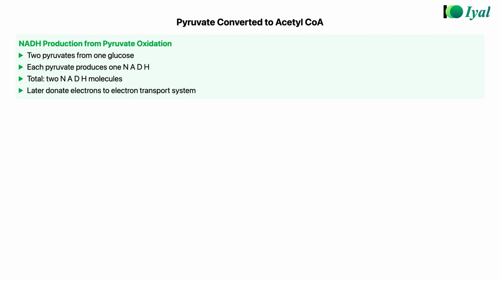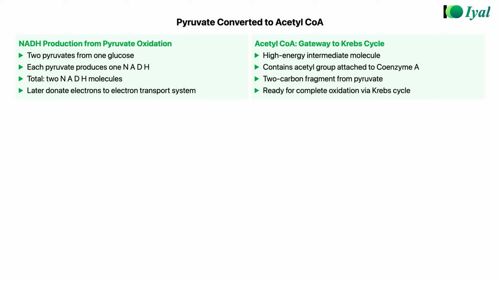These 2 NADH will be very important later because they will donate their electrons to make ATP. But first, the glucose carbons go into acetyl-CoA and enter the Krebs cycle. So acetyl-CoA is the key molecule. It contains an acetyl group that is 2 carbons attached to coenzyme A. This acetyl-CoA is like a loaded truck ready to deliver its cargo to the Krebs cycle. The acetyl group will be oxidized and the carbons will be released as carbon dioxide. The electrons removed will make NADH and FADH2 for the electron transport system.